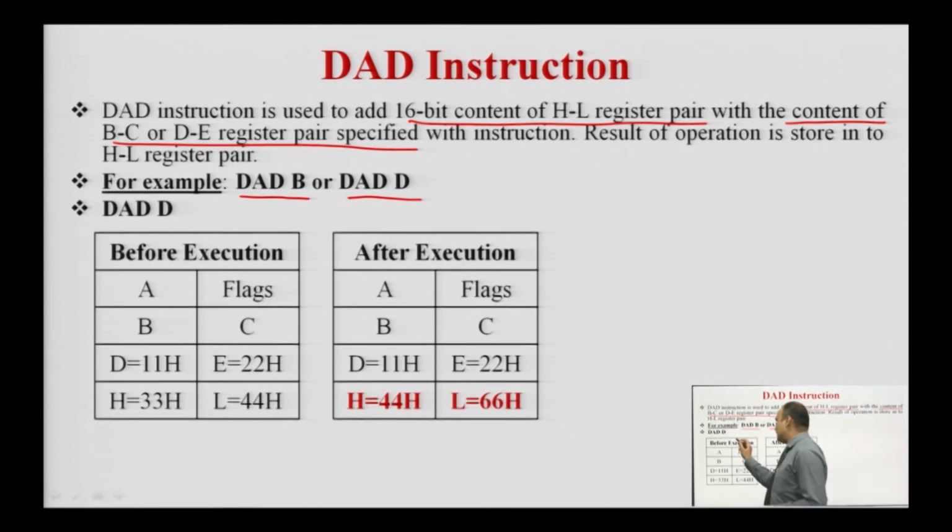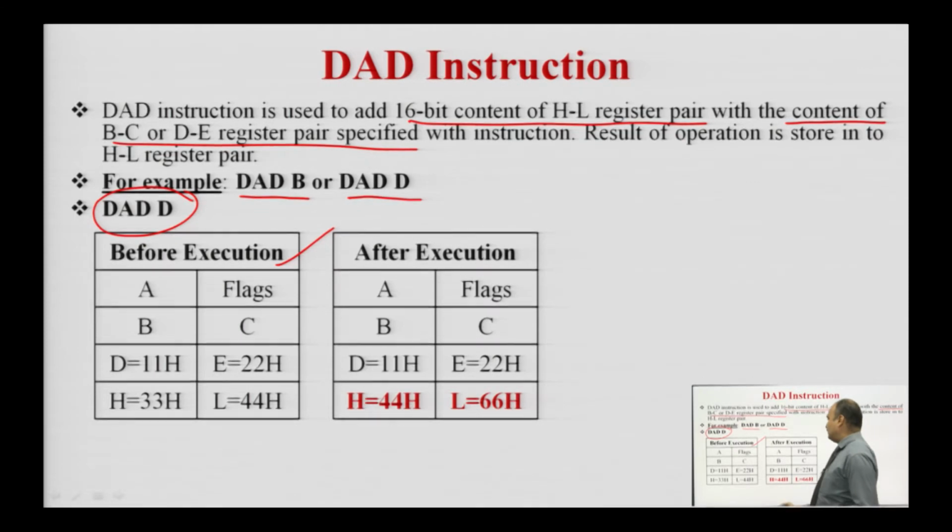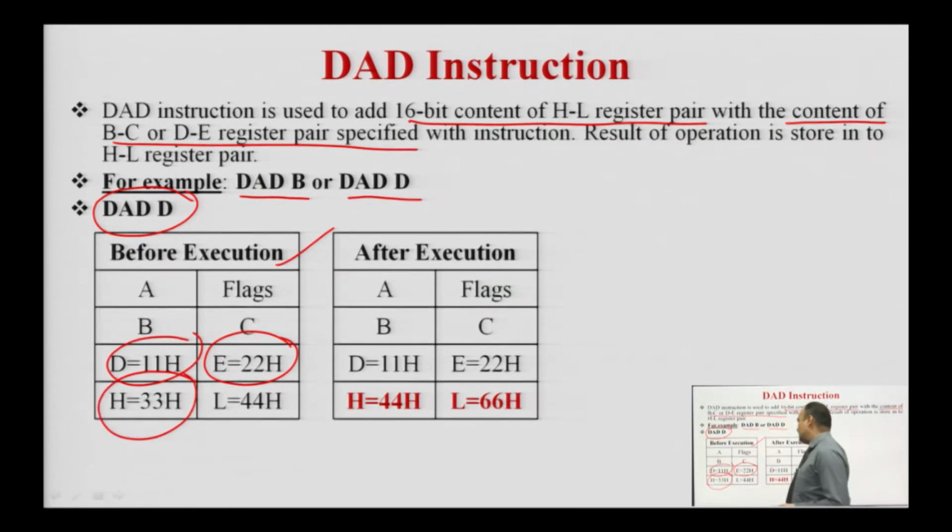So, I am taking the example of the instruction DAD D. Before the execution of this instruction DAD D, the content of D register is 11H, E register will have 22H, the content of H register will have 33H, and the content of L register will have 44H. So, this is the case before the execution of instruction DAD D.